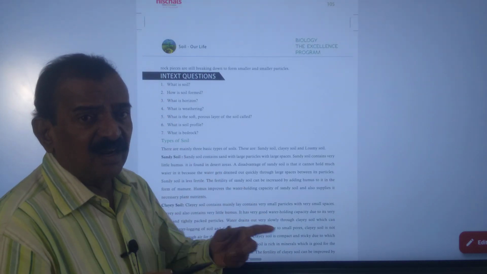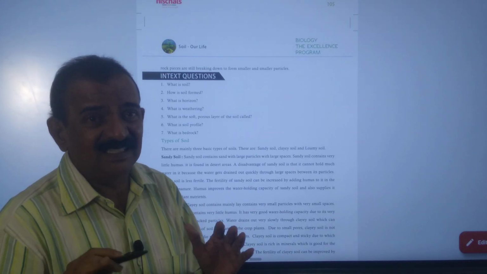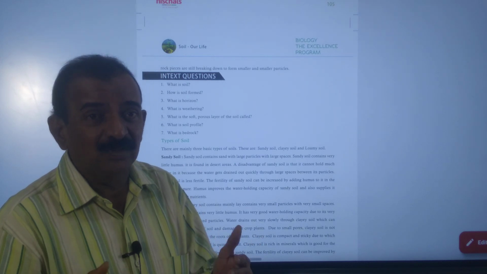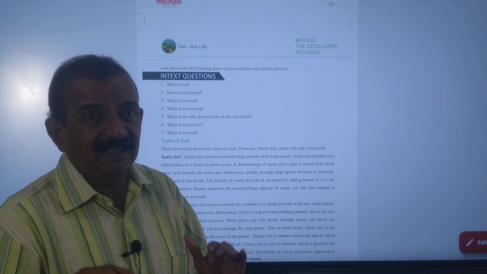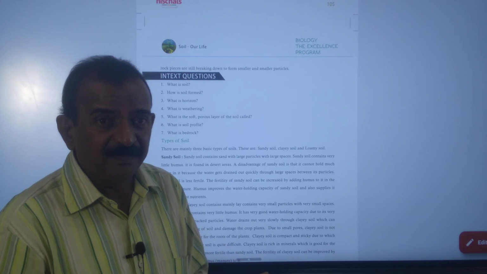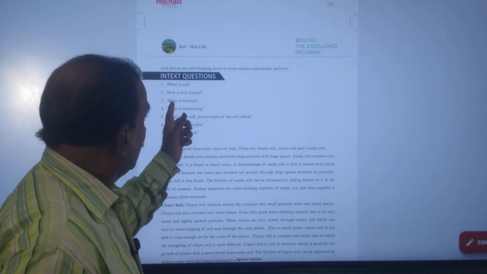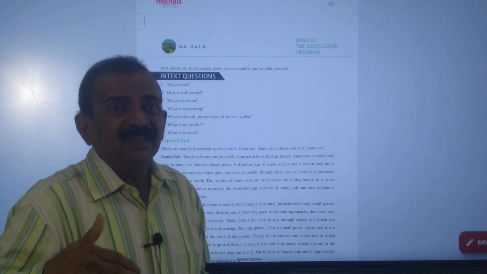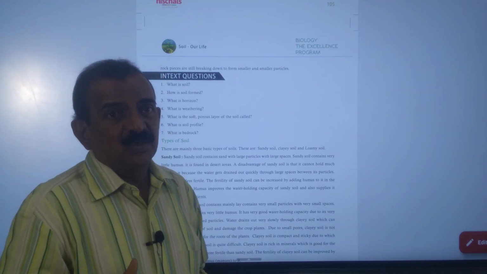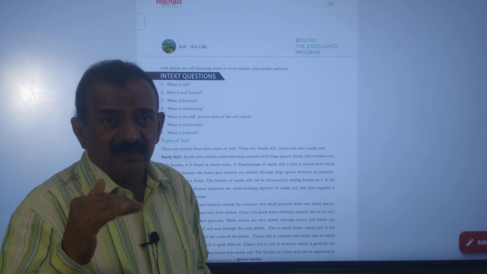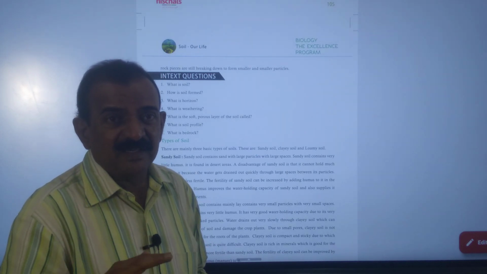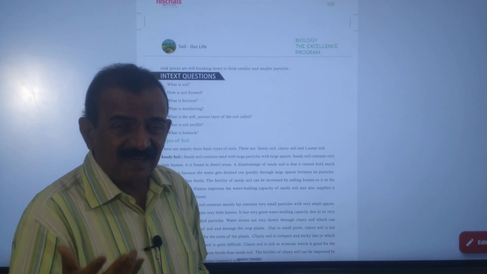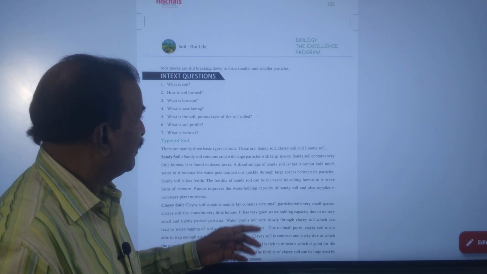What is soil? The topmost layer of the earth's crust is called soil, and it is a rich bed of nutrients for the growth of plants, and it is giving shelter to many living organisms. It is a habitat. And how is soil formed? I told you soil is formed by the weathering of rocks. There are 3 factors for weathering of rocks: climatic factors, wind and rain, and also humidity, and sunlight also plays an important role in weathering of rocks.